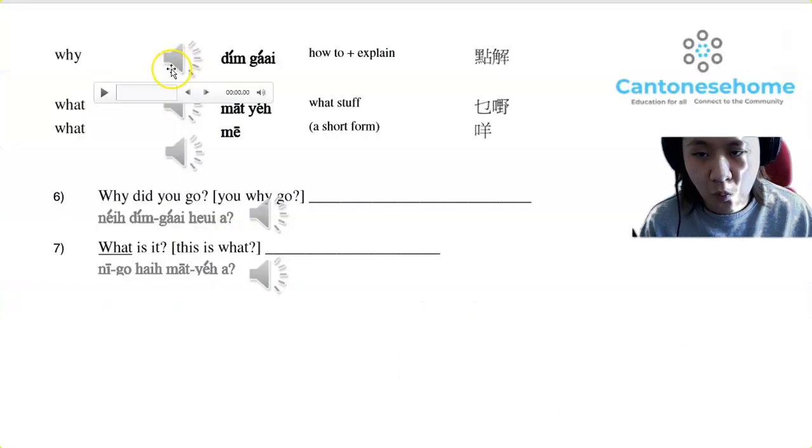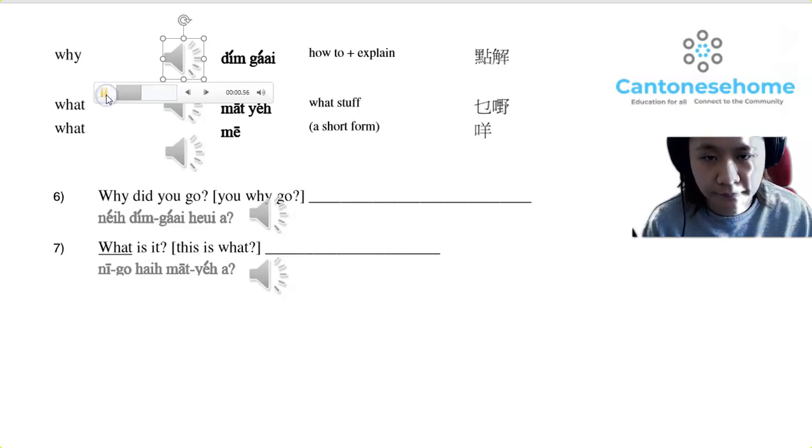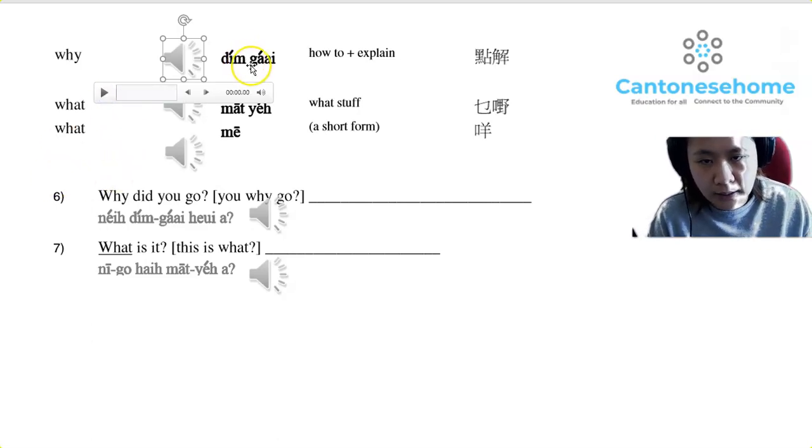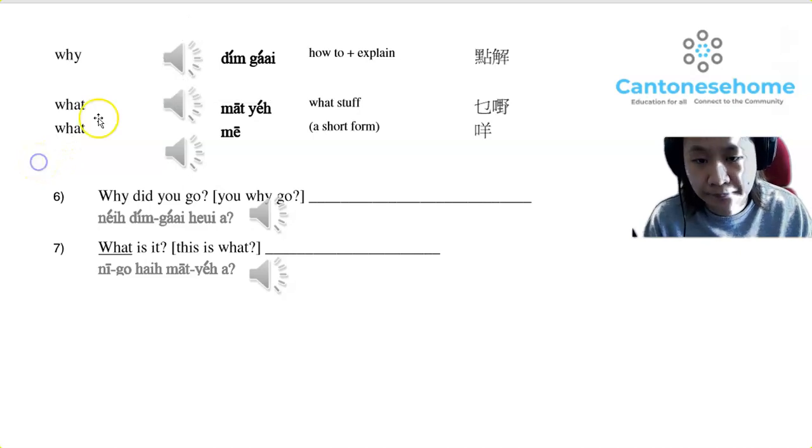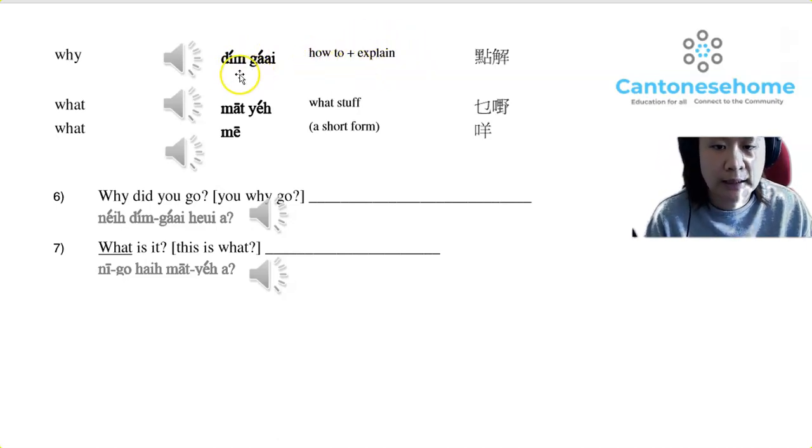Okay, why? 點解? You notice it's two high rising second tones. 點解? So when you pronounce it, you can do it like this: 點, your head moves, 解. And then the AAR is a long sound. 點解? So 點 is how, 解 is explain. How to explain is 點解.